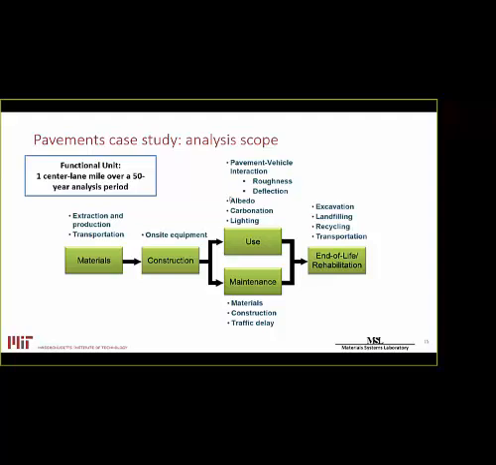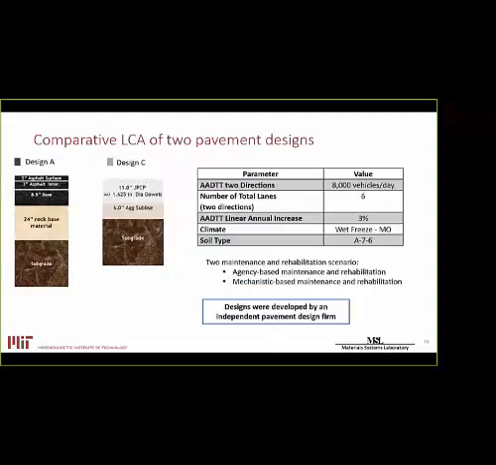The albedo has to do with the reflectivity of the pavements. Carbonation is how much CO2 is absorbed, and also the reflectivity affects the amount of lighting that's required on that pavement. So we have a couple different pavement designs here. We're going to be considering design A and design C, and these are some details about the particular design. It takes place in Missouri, which has a wet freeze climate.